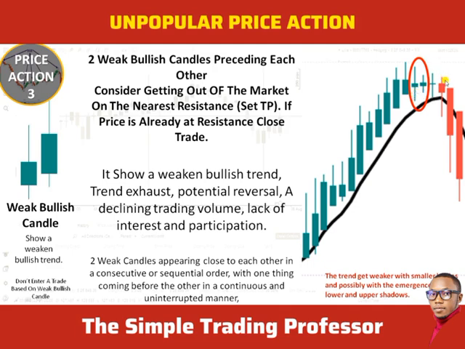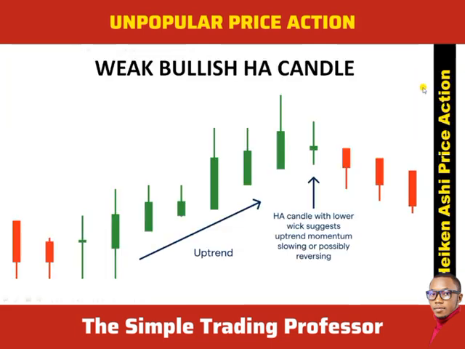What happens next? You see the market begins to fall. So the trend gets weaker with smaller bodies, possibly with the emergence of a lower and upper shadow. So the body of this candle is what? Small, with an upper wick and lower wick. This is how you define a weak candle: small bodies with upper wick and lower wick. So when you see this, it means the trend is weaker.